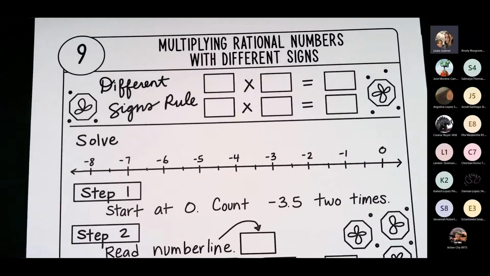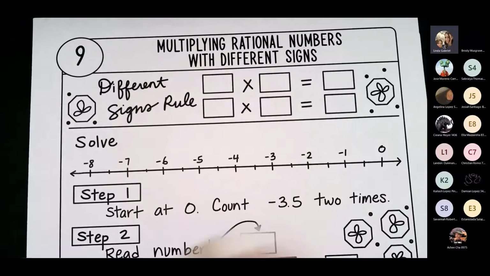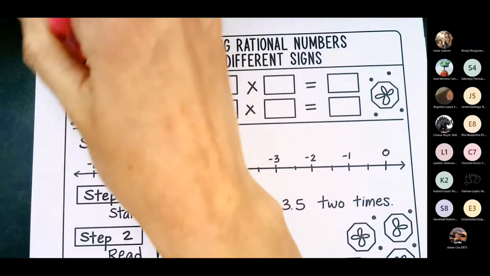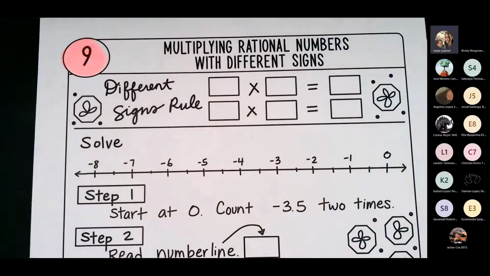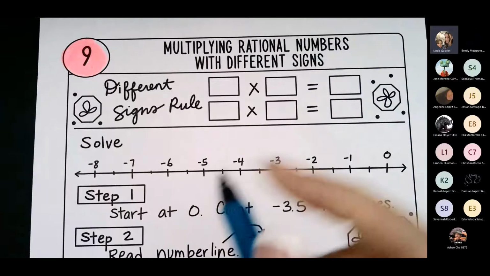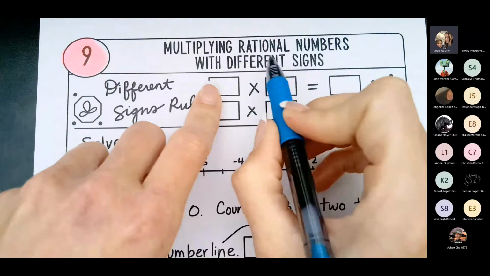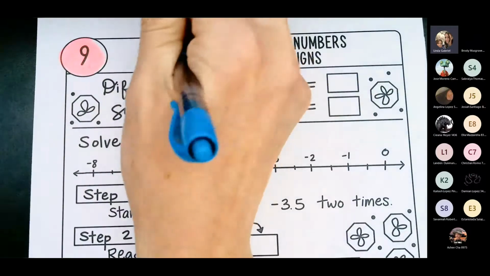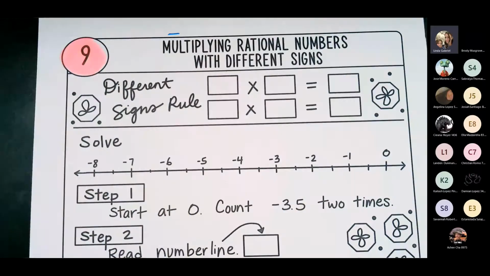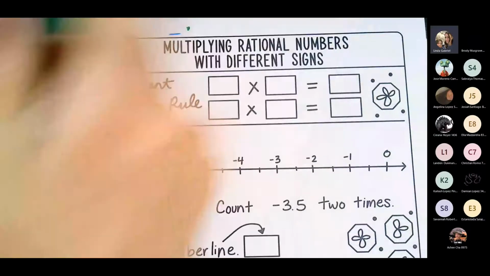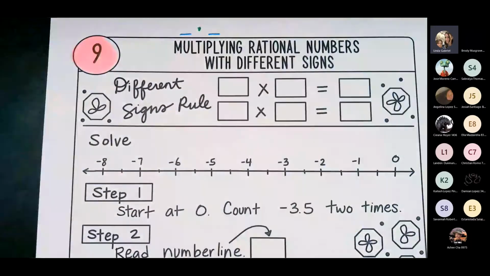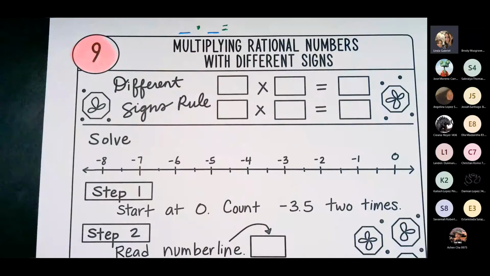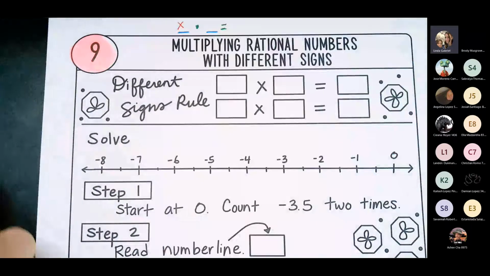All right, 9. So now we're gonna move on to roll 9. Okay. So now we're gonna be multiplying rational numbers with different signs. So multiplying, right? We're gonna have a value, we're gonna multiply another value, right? So our expression or equation would look something like this.